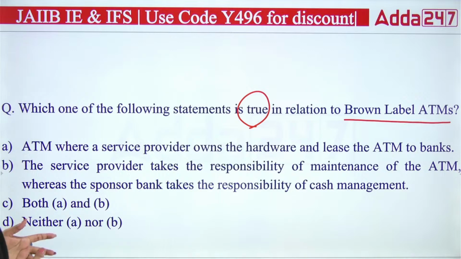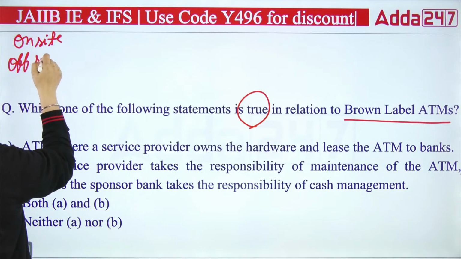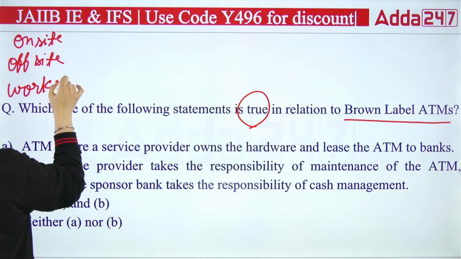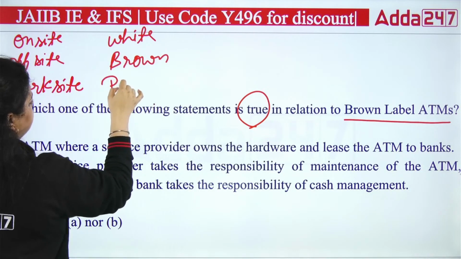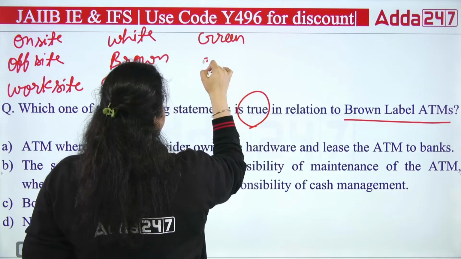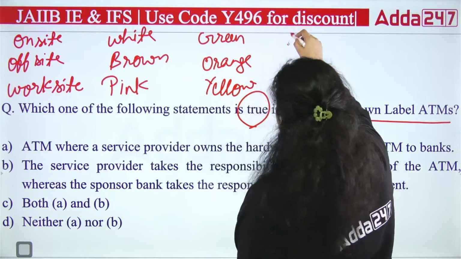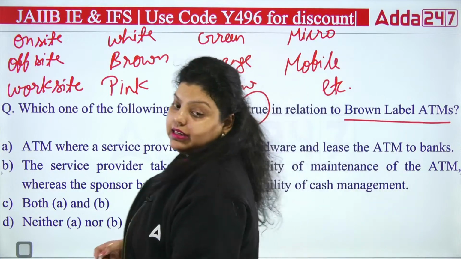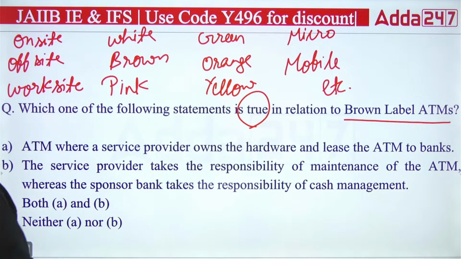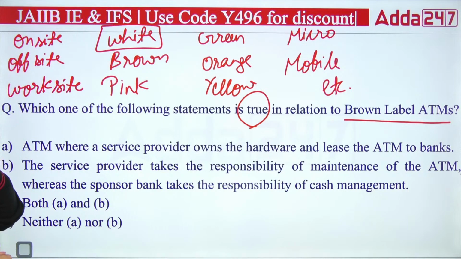When it comes to the ATM, there are multiple types of ATM: we have on-site ATM, off-site ATM, work-site ATM, then white label ATM, brown label ATM, pink label ATM, green label ATM, orange label ATM, yellow label ATM. Then we have micro ATM, mobile ATM, etc. All these are the types of ATM, out of which the maximum asked is the white label ATM. All these ATMs are very important, so do remember to cover the types of ATM here. The question is asking about the brown label ATM.